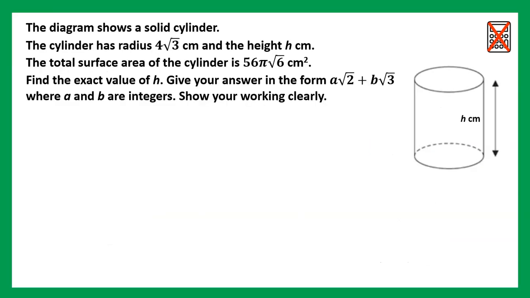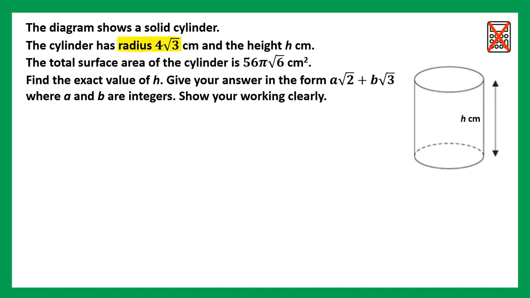On to the advanced question, one of the trickiest questions that you're likely to find on this topic. This time, some of the lengths and measurements are given to us as exact values or surd form. We've actually been told the surface area of the cylinder, and the expectation is that we work backwards to find out what the height of the cylinder is.